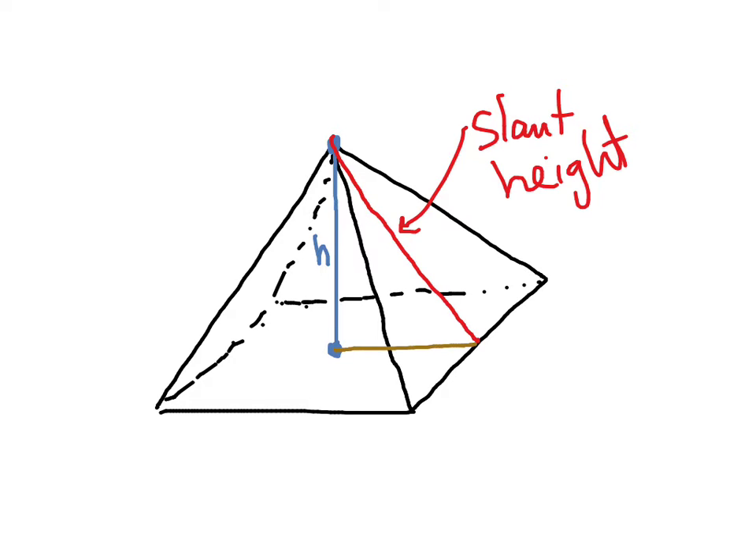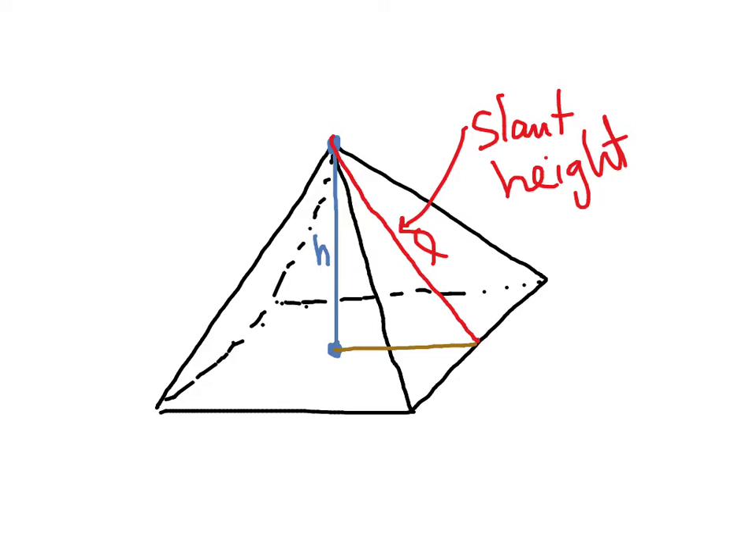Now, the reason why I drew that brown one in there as well is because I wanted you to see between the blue, the red, and the brown line, what shape did I create inside the pyramid? Yes, I created a triangle. More specifically, what kind of triangle? A right triangle. And how do you find missing sides of a right triangle? A squared plus b squared equals c squared, or the Pythagorean Theorem.